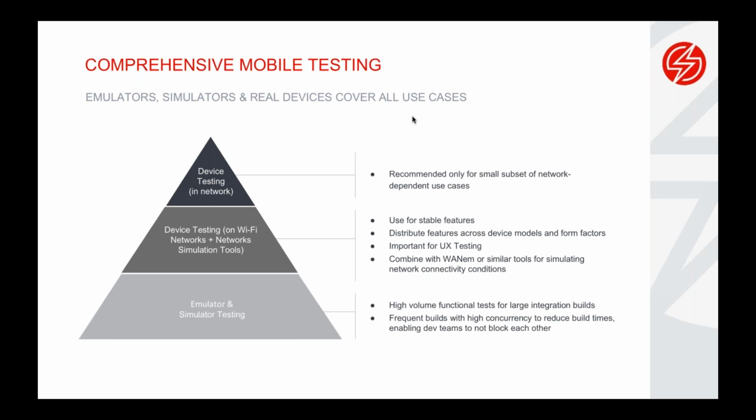That's where real devices come in. If you have a stable feature, and your application, web app, native app, or hybrid application has already reached a stable level, that's where you would like to move into real devices and try it out on different models, different operating system versions, and different form factors, tablets, phones, etc. If you would like to distribute the features across different devices, or execute parallel testing across all those and test it, that's for real devices.